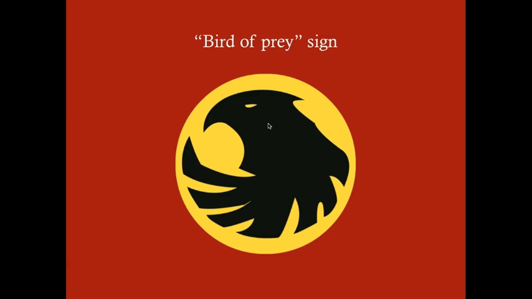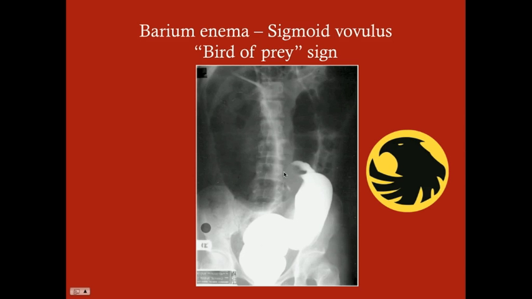Okay, the other sign that you see is your bird of prey sign. So a lot of people don't know what a bird of prey looks like. I didn't know either, so I had to look it up. And so here's a picture of a bird of prey. And it really does look like a bird of prey. So you would see the bird of prey sign if you were to do a barium enema. And remember, you don't have to do a barium enema, but you could do it in a patient that doesn't show signs of peritonitis.